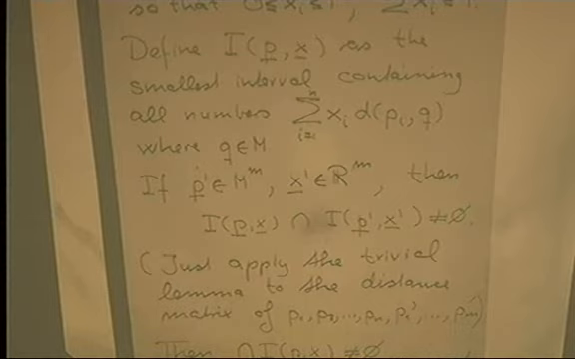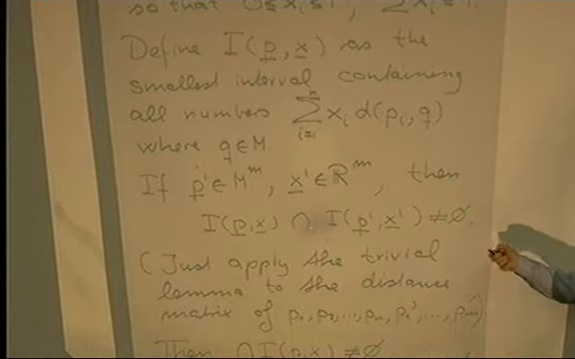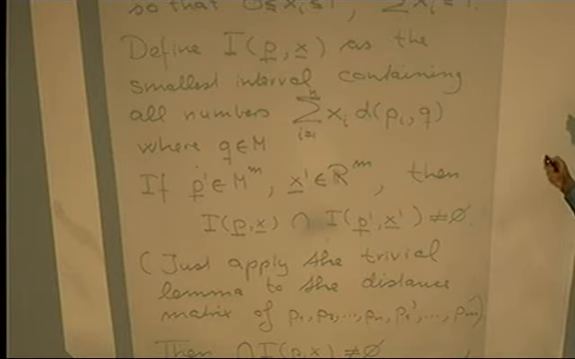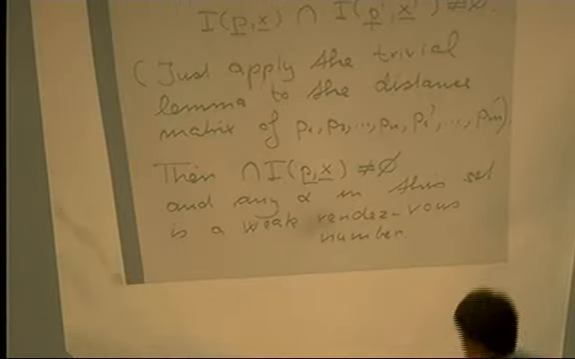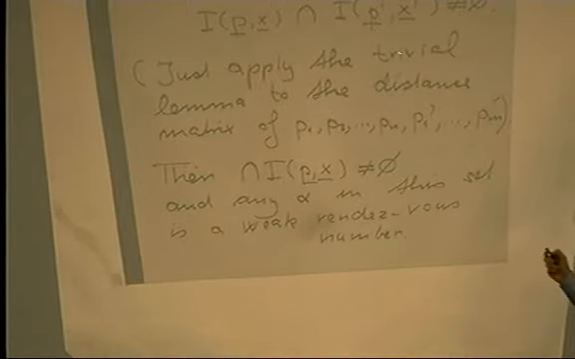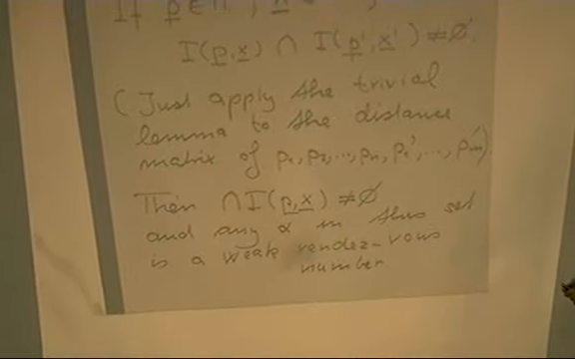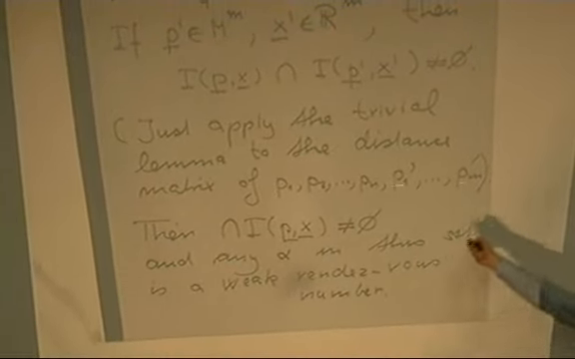Now an important thing. If you take this interval and you take another interval formed by the same method, but of course with different p's and with different x's, then what happens? Well, it turns out that those two intervals have something in common. And how do we prove this? Well, I don't expect you to follow the details, but it turns out that you just use the trivial lemma to the distance matrix of all these points.